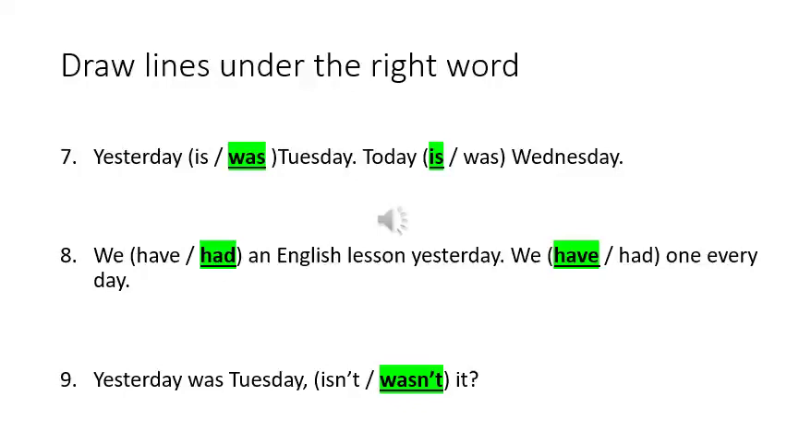The 9th one is, yesterday was Tuesday. Dash it. You are asking a question. Now this sentence is again about the past. You are asking about the past. So how will you form the question? Yesterday was Tuesday. Wasn't it? I'm repeating again. Yesterday was Tuesday. Wasn't it?